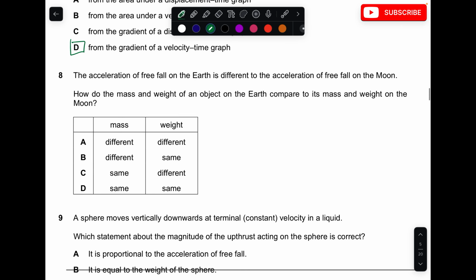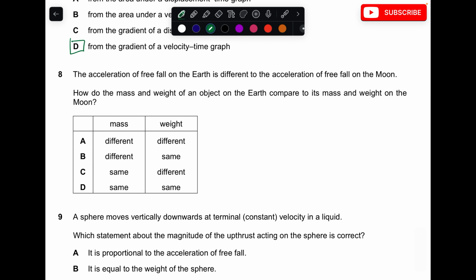Question 8. The acceleration of free fall on the earth is different to the acceleration of free fall on the moon. How do the mass and weight of the object on earth compare to the mass and weight on the moon? This is a very basic question. Mass will not change on any planet, but the weight will depend on the gravitational field strength. So it's option C that is correct.